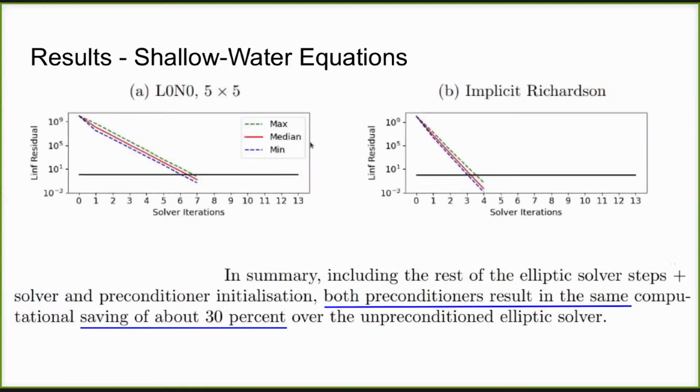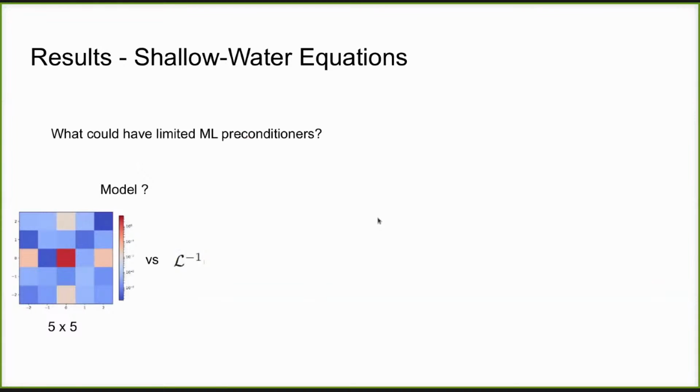Now, we still have that the number of solver iterations is not reduced as much. So one question you can ask at this point is, what is still limiting the ML preconditioners in this study? And of course, you can go through the usual: did they have enough training data and so on and so forth?